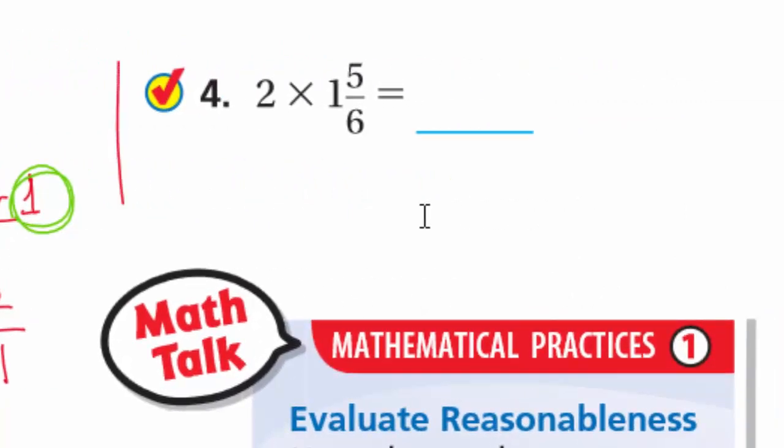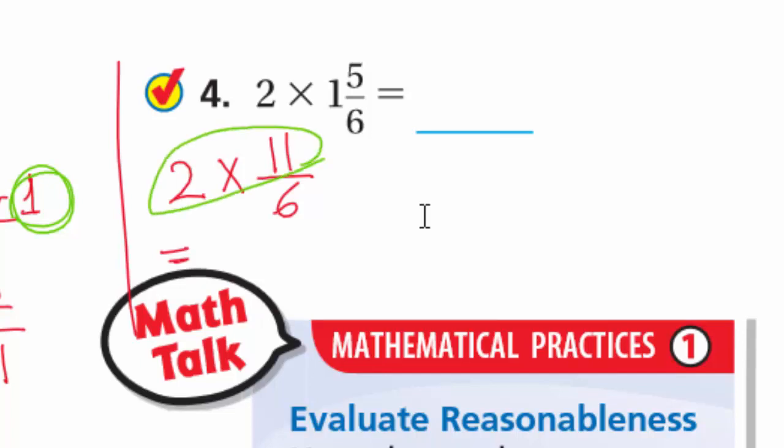Okay, here also 2 multiplied by 1 and 5 sixths. I'll keep the 2 for now. I'll turn the 1 and 5 sixths into a fraction. So I multiply 1 by 6, which is 6, plus 5, 11 sixths. Then I'll multiply the 2 by 11, which is 22 sixths. And I need to turn the 22 sixths into a mixed number, so I'll use long division.